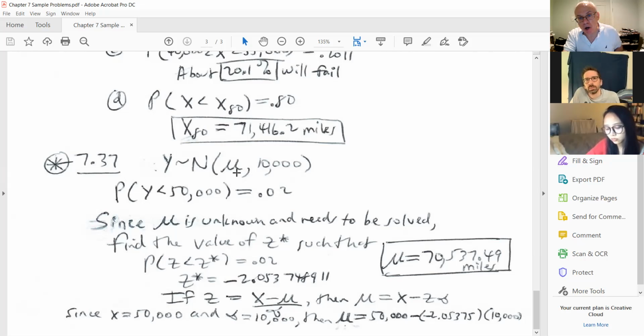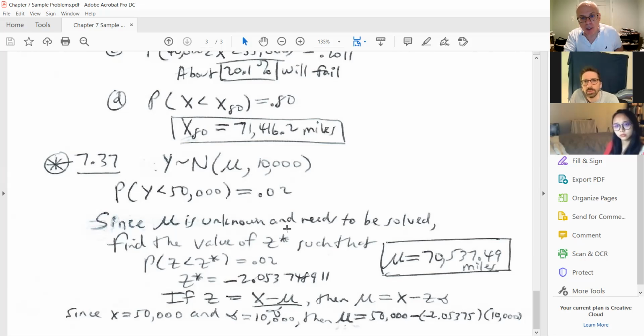Now, since mu is not known, I can't work with the random variable y here. I just can't. I don't know what the mean is. But I can work with the z. What I can find is the z that represents a percentile of 2%. The cumulative area to the left of the z is 2%. I can find out what that is using inverse normal.